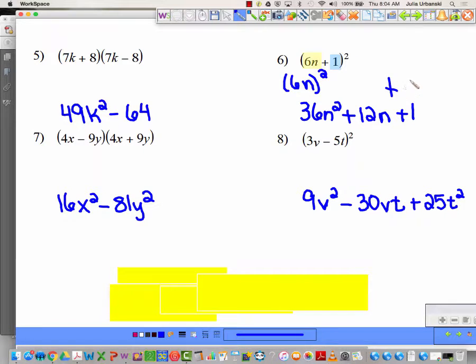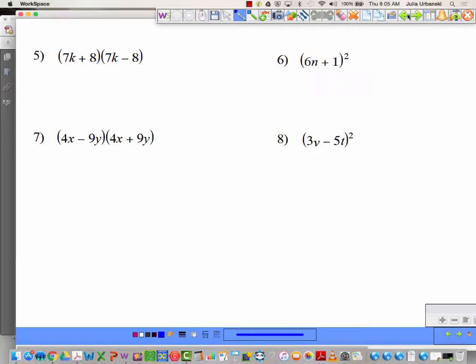But this time, there was no canceling out of the middle. Does anybody know why? Because it's positive. There's no positive and negative to cancel each other out. Both signs match. Now look at this 12. Look at this 30. Look at that middle number. Do you see what happened? Anybody see it? Nobody saw that pattern? Okay, let me do this.